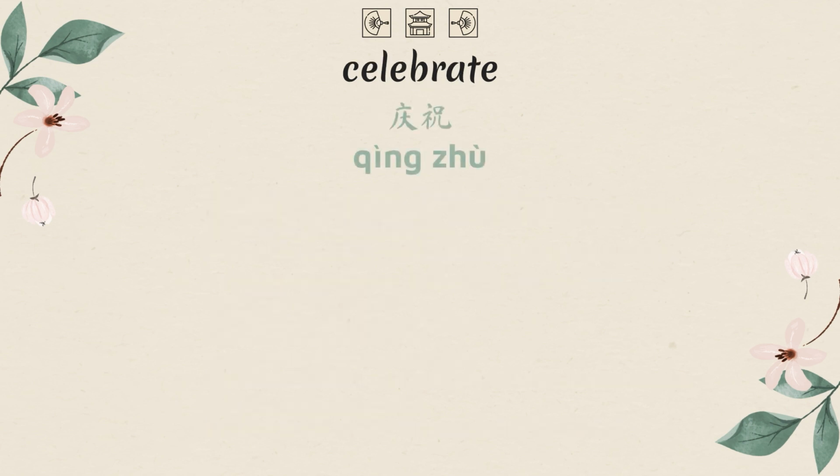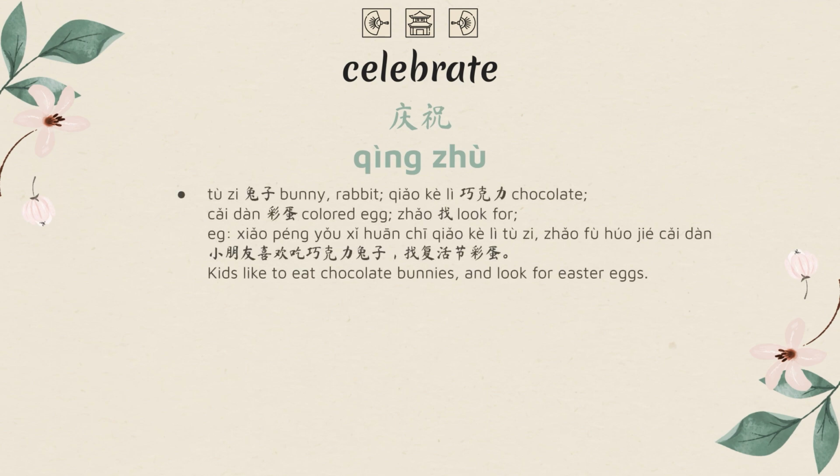庆祝. So how do we say to celebrate Easter? 庆祝复活节. How would you say to celebrate holidays in general? 庆祝节日. 节日 means holiday. Our mascot for Easter is the Easter bunny, 兔子. 兔子 is a bunny or rabbit. Little kids often like to eat bunnies made out of chocolate. 巧克力. It's highly phonetic.